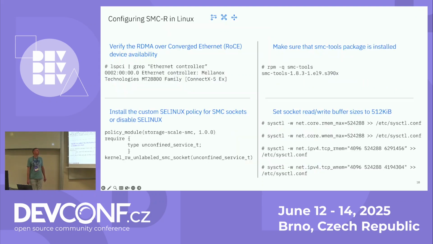To configure SMC-R in Linux, you need to verify the availability of the RoCE adapter. Then you need to make sure that the smc-tools package is installed. The next step involves installing custom Linux policies for SMC sockets. The reason for that is that standard distro policies do not include SMC sockets. And finally, we need to increase the read-write buffer sizes in Linux.